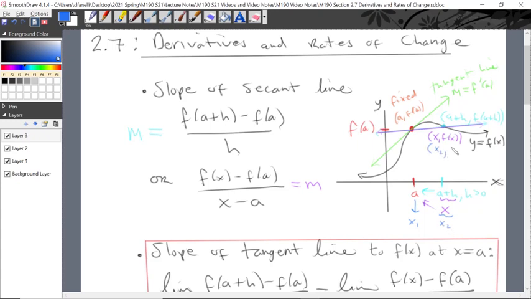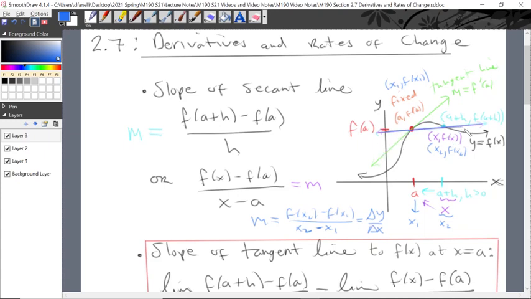This would be the point x2, f of x2, and this point right here, we could call instead, I'll put that up here, x1, f of x1. Okay, so then we'd be using the formula for slope, that is f of x2 minus f of x1 over x2 minus x1, which, using the delta notation, we can also simplify as delta y over delta x, for example. It's another way to write exactly the same quantity.